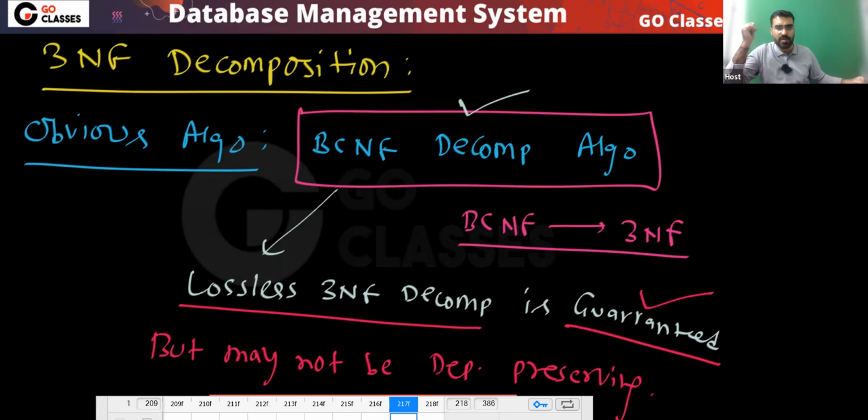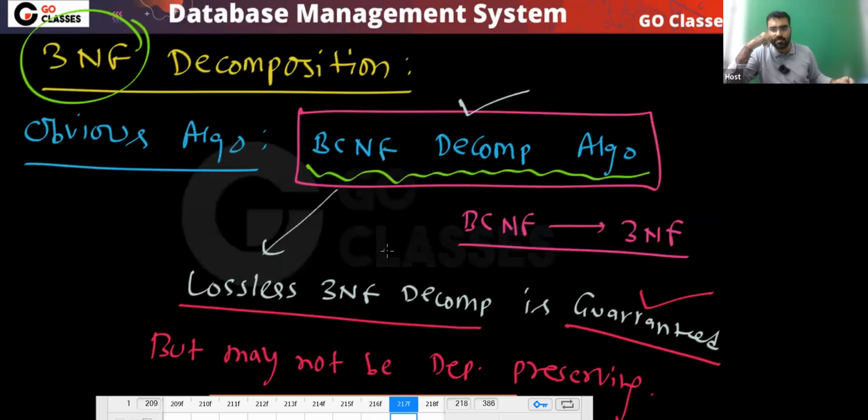Is this point clear to everyone? This is a very obvious algorithm that will come to your mind. If you want to get 3NF decomposition, just get BCNF decomposition, because every BCNF relation is also in 3NF. So if you apply this algorithm, you will definitely get lossless 3NF decomposition, guaranteed. But dependency preservation may not be guaranteed.